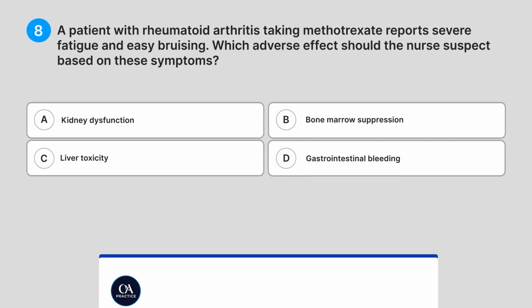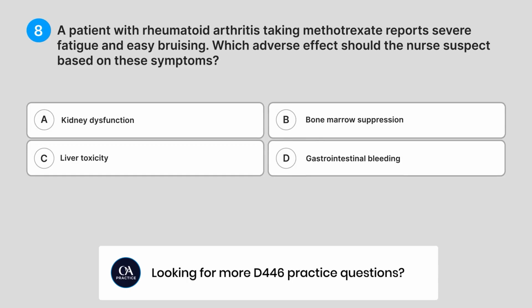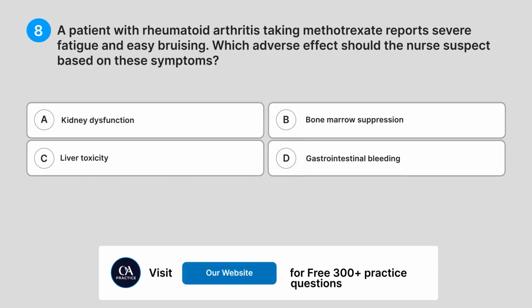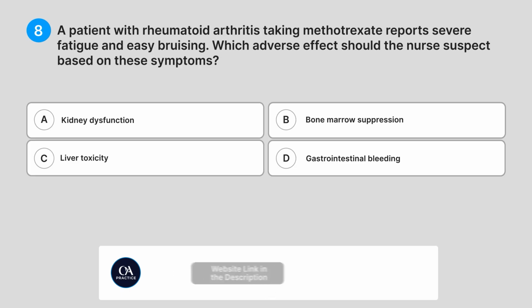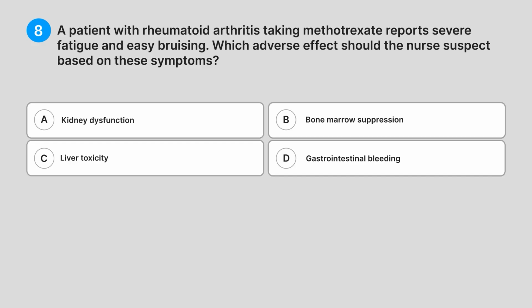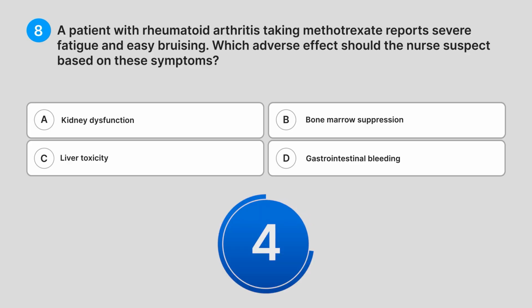8. A patient with rheumatoid arthritis taking methotrexate reports severe fatigue and easy bruising. Which adverse effect should the nurse suspect based on these symptoms? A. Kidney dysfunction. B. Bone marrow suppression. C. Liver toxicity. D. Gastrointestinal bleeding. Do you know the answer?